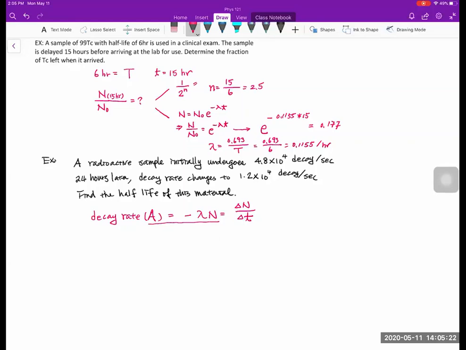Well, we know A is equal to minus lambda N. N is the amount left at that period. It doesn't have to be the original, but it's the amount at the period that you look at. It probably starts with some original, but it's not exactly equal to 4.8 times 10 to the 4. It doesn't actually give you the N, but it gives you the idea of what that is.